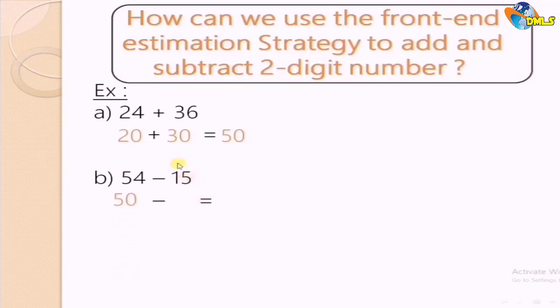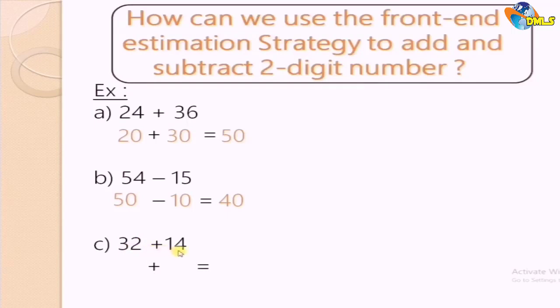Here I have 15. What is the estimation of 15? Two-digit number. So you will look at tens. How many tens do you have? 1 tens. So the estimation of 15 is 10. Now we can subtract the two numbers after estimation. 50 minus 10 equals 40.